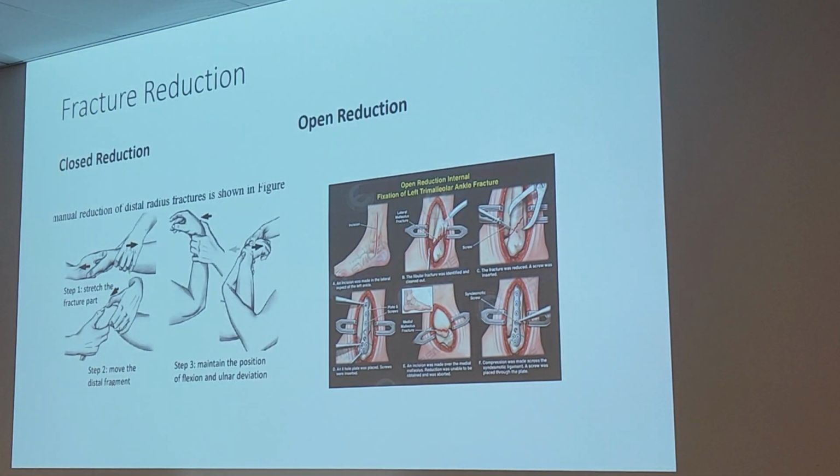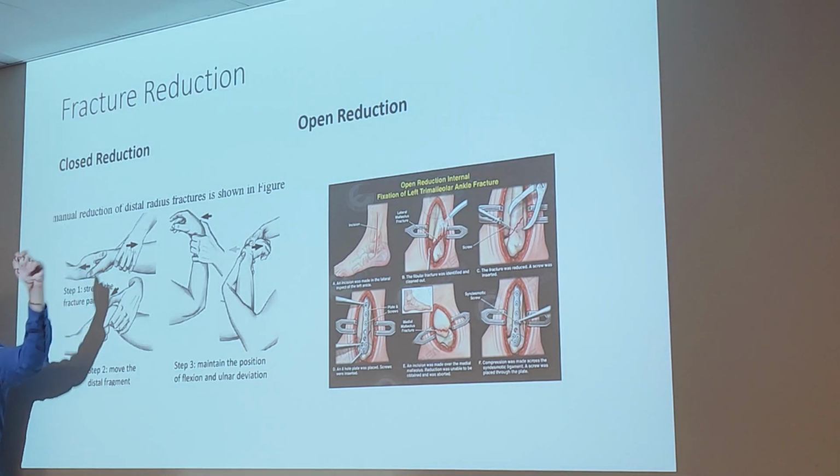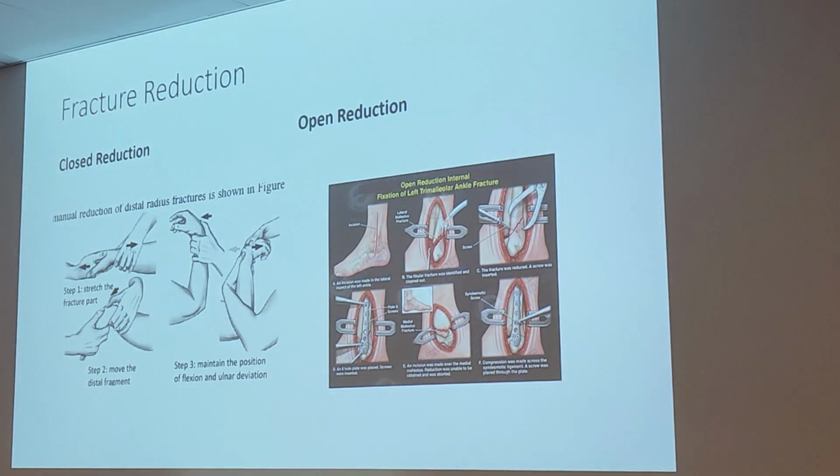How do we fix them? If you fix a fracture, it is called reduction. You'll also hear this for dislocations as well. We're going to reduce the dislocation. Basically, put it back into place. So there's two ways to reduce things. You can do it closed. You can do it open. Guess what the difference is?